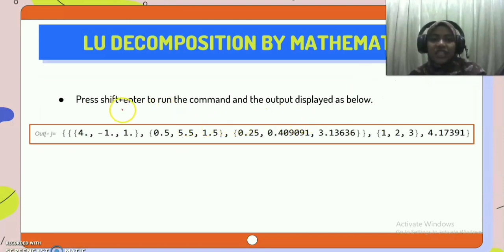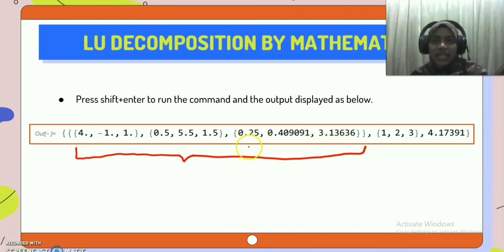So press Shift plus Enter to run the command and the output is displayed as below. From the command previously, we will get M, which is the LU matrix, P and the condition number. Note that this one is the M.